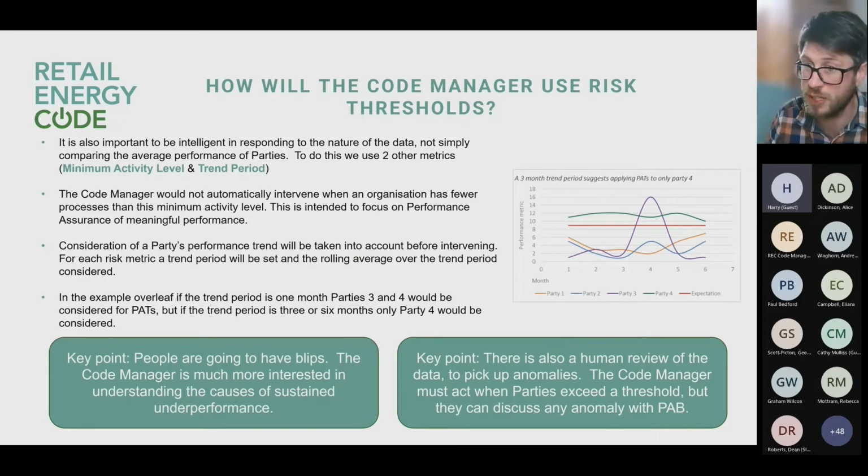We'd obviously keep track of the data and see if this happens again, but our trend period is to protect people around those blips. So the first key point is people are going to have blips. We're much more interested in understanding the causes of sustained underperformance. The second one, perhaps I haven't covered this quite as well as I could, is about the human review process.